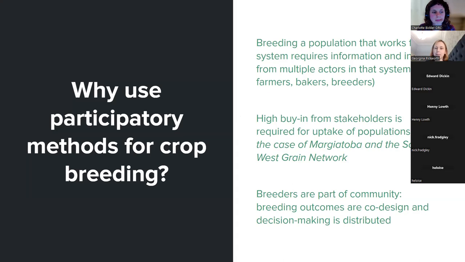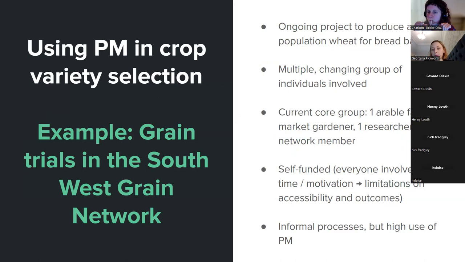So the second project uses participatory methods in an amateur crop breeding project that's happening in the Southwest Grain Network. And this is an ongoing project to produce a population wheat for bread baking that's suitable for the growing conditions in the Southwest, but also that the bakers are happy with in terms of the bakeability of the flour that's produced and the taste.